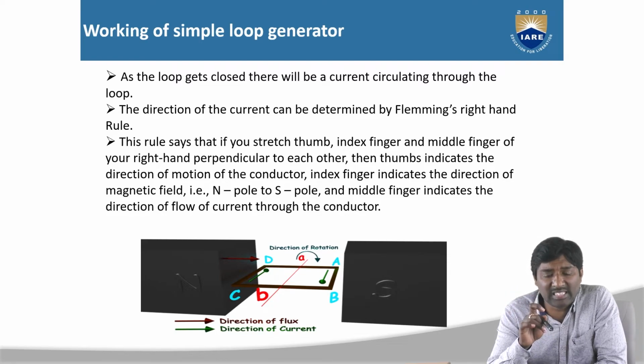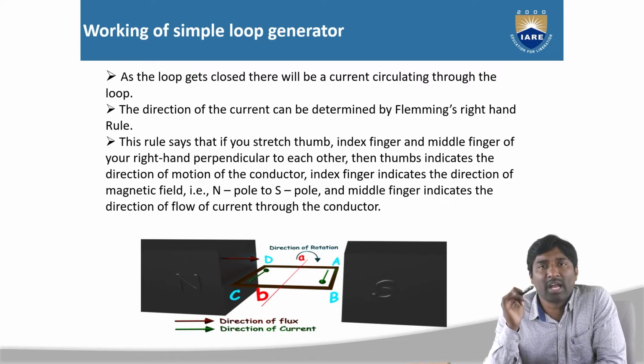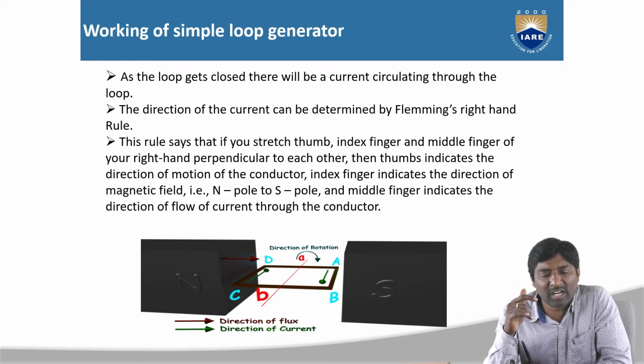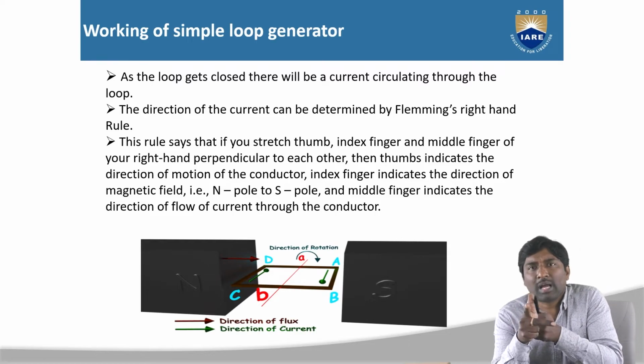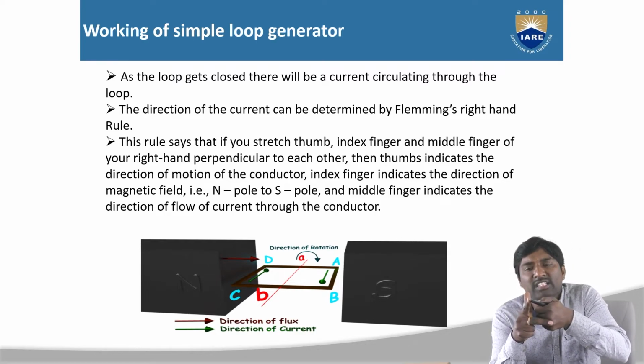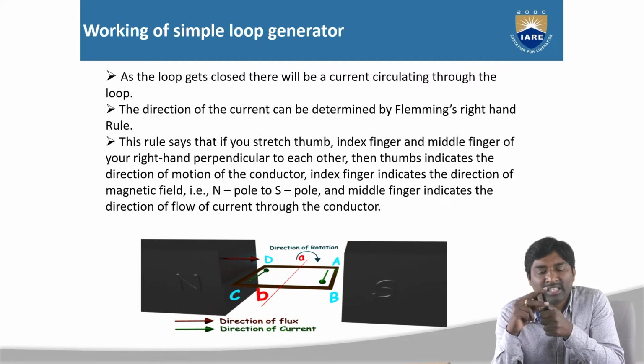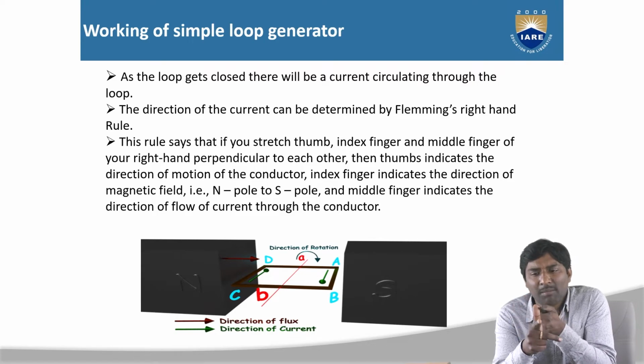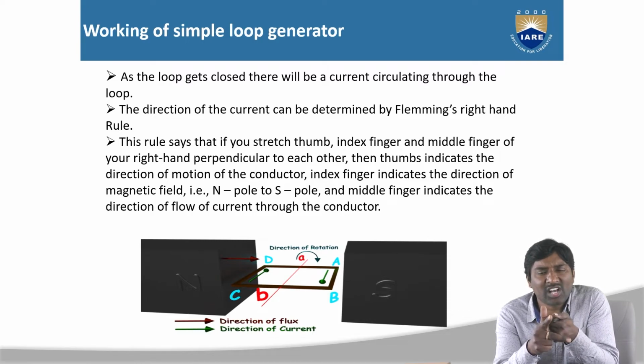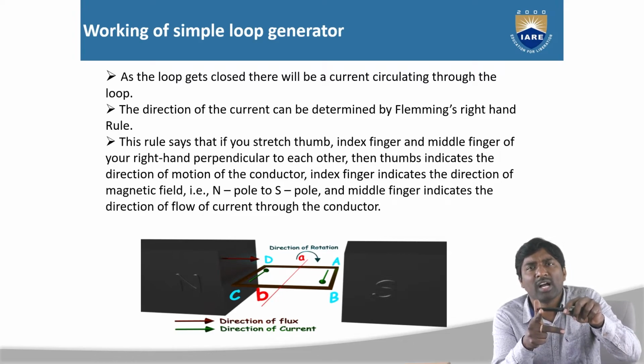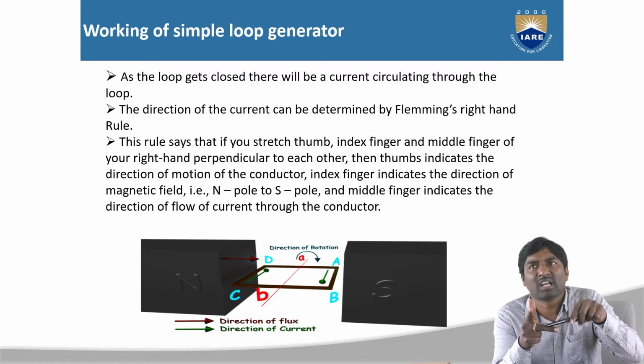This rule says that if you stretch the thumb, the index finger and the middle finger of your right hand perpendicular to each other, like this, then the thumb indicates the direction of motion of the conductor, the index finger indicates the direction of the magnetic field, and the middle finger indicates the direction of the current.